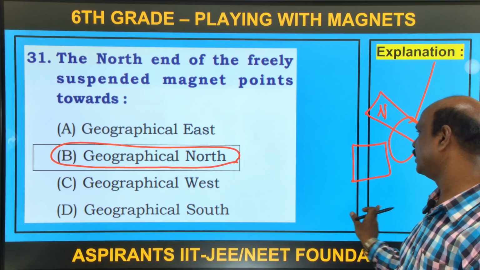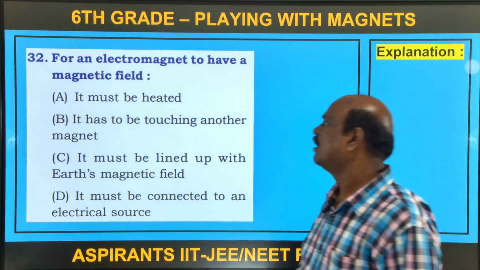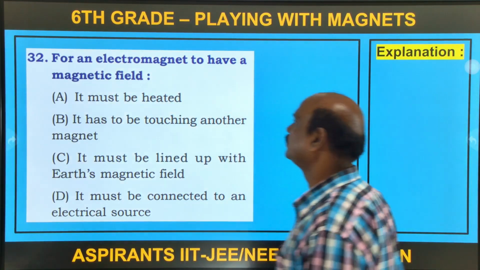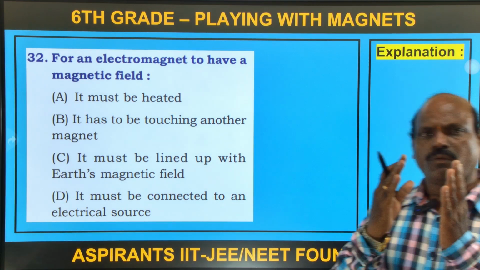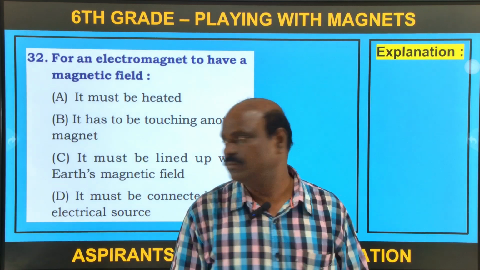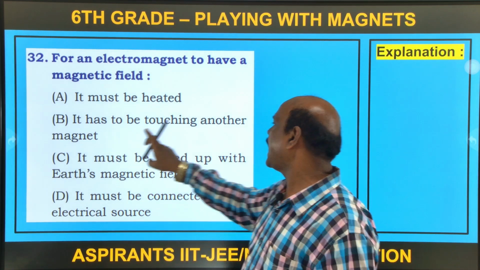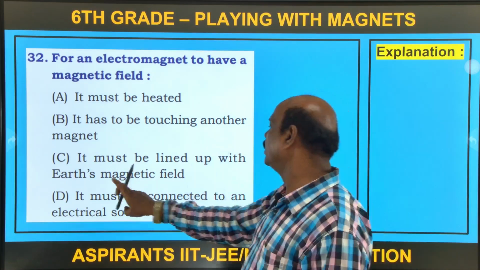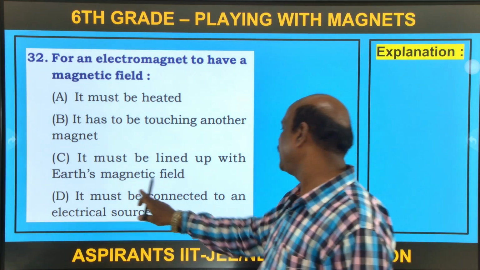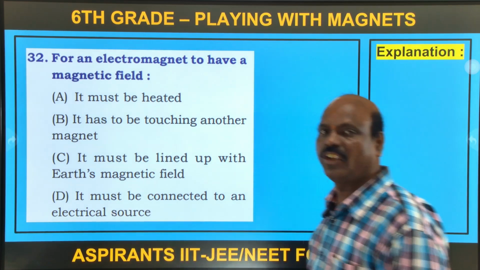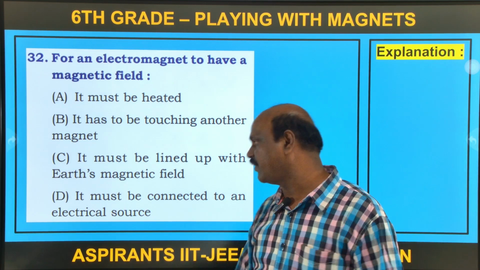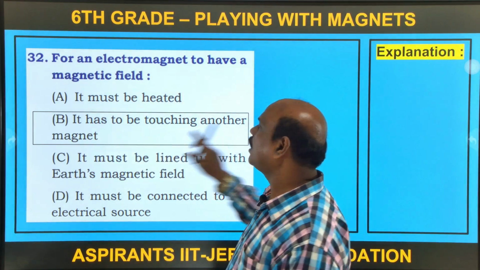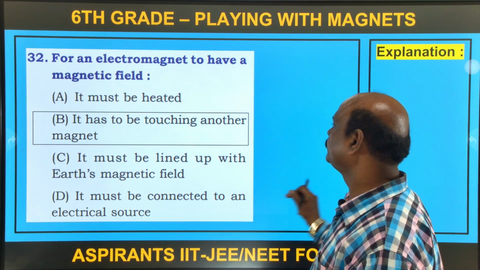So these are the options. Next, for an electromagnet to have a magnetic field, for any electromagnet, what should it have? It must be heated, it has to be touching another magnet, it must be linked up with the Earth's magnetic field, it must be connected to an electrical source. If you say it is an electromagnet, it itself says that it should be connected to an electrical source. Is it clear?